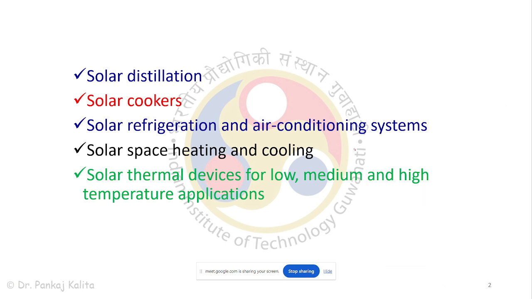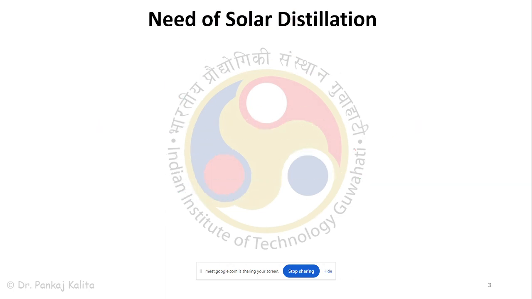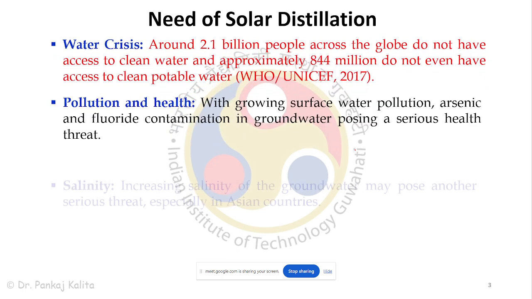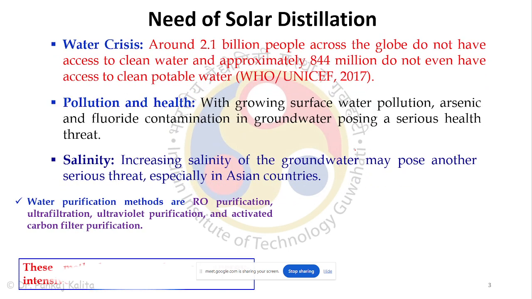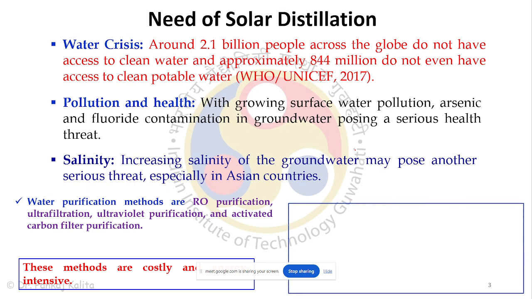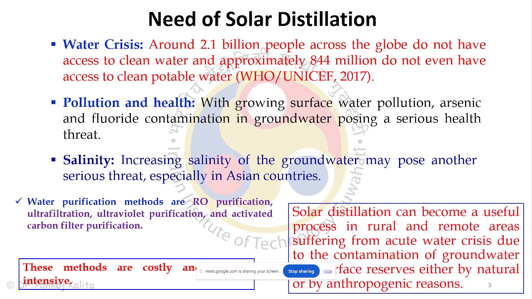Some of the other solar thermal application devices are solar distillation. So what is solar distillation? We are all aware of the water crisis that we are having, the pollution leading to it, and also the excessive use of the groundwater that we have available, right? That is leading to a decrease in the groundwater level, the underground water level, right?